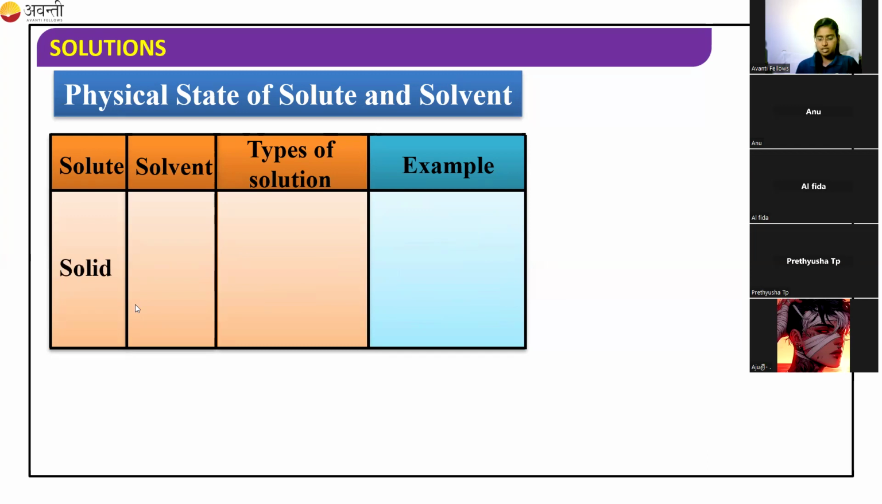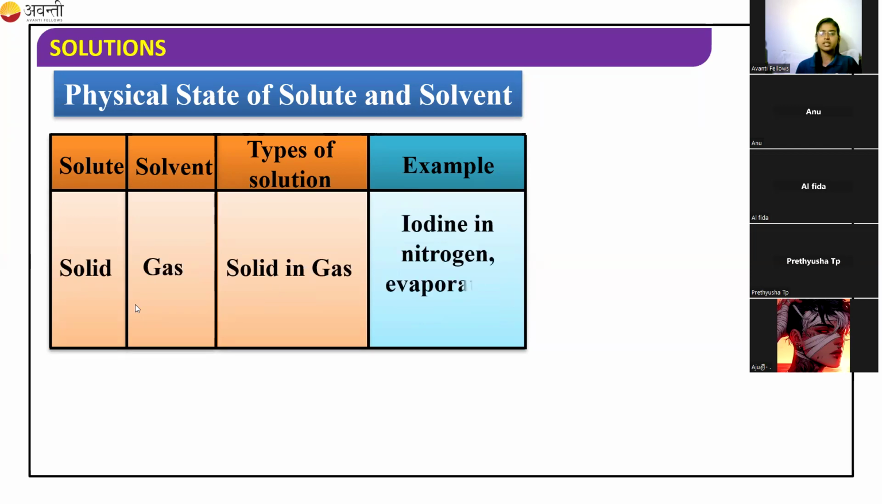I am going to change the solvent. First is gas. So the type of solution is solid and gas. Examples are iodine and nitrogen, evaporation of camphor.